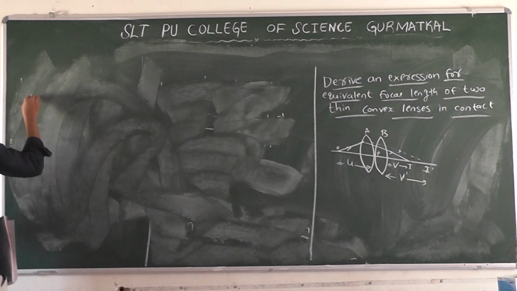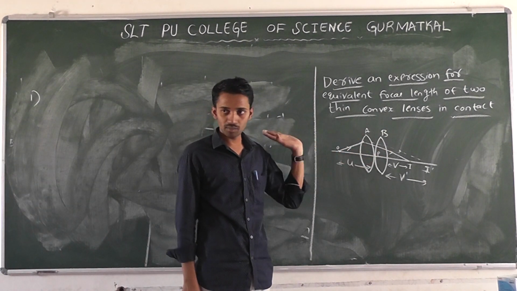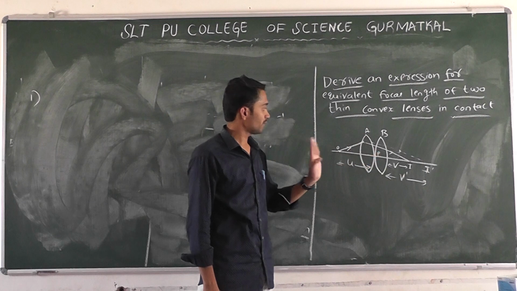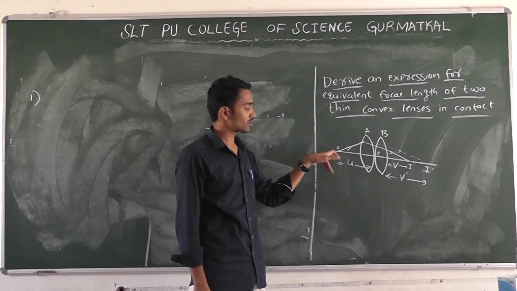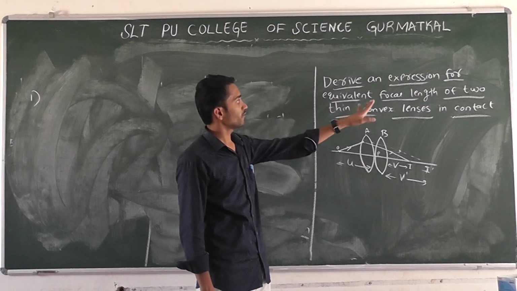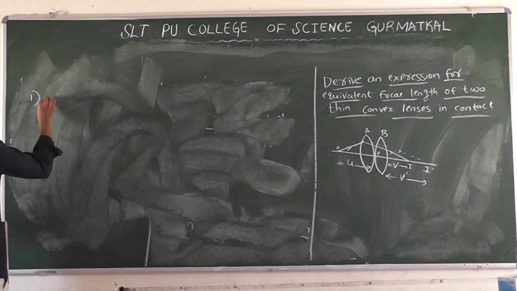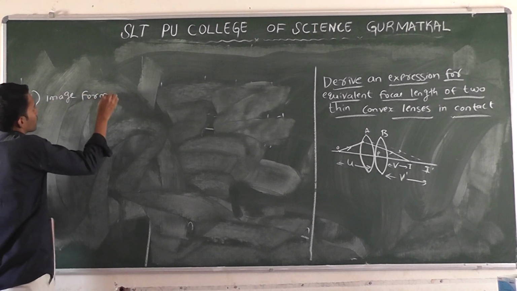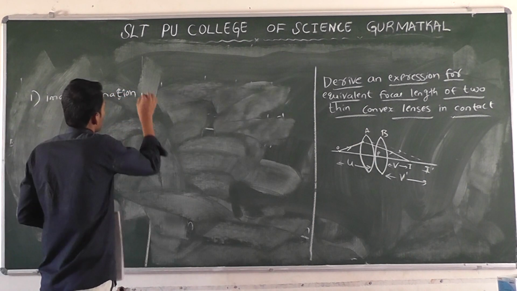So first condition. What are we taking? Two lenses, lens A and lens B, and these two lenses are in contact with each other at a point P, and O is the luminous point. O is the luminous point means light is originating from point O. It is placed on the principal axis. So we have to derive the expression for the equivalent focal length of two thin convex lenses in contact. So first condition, image formation by first lens.